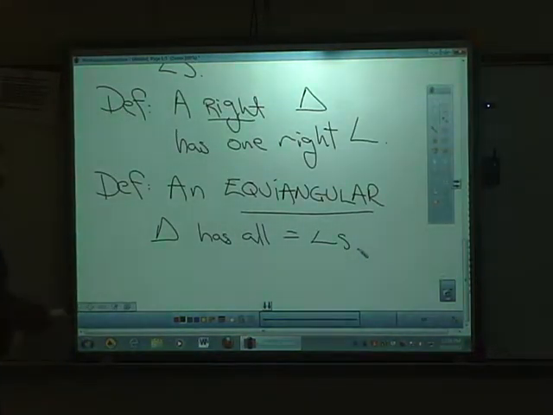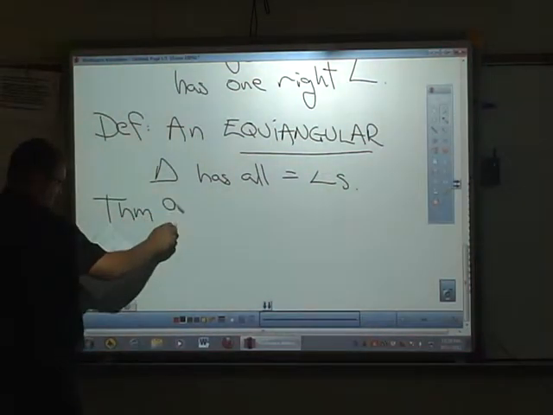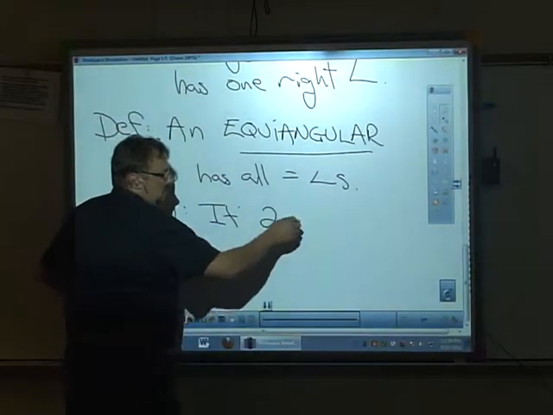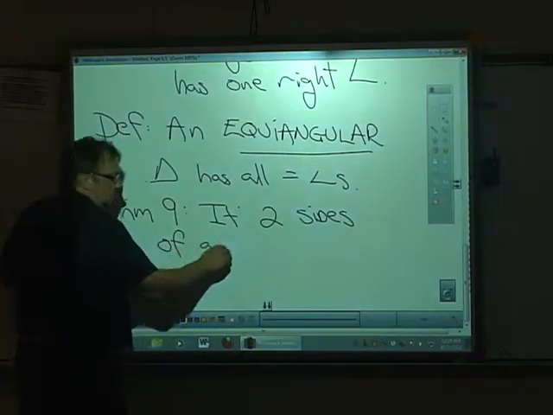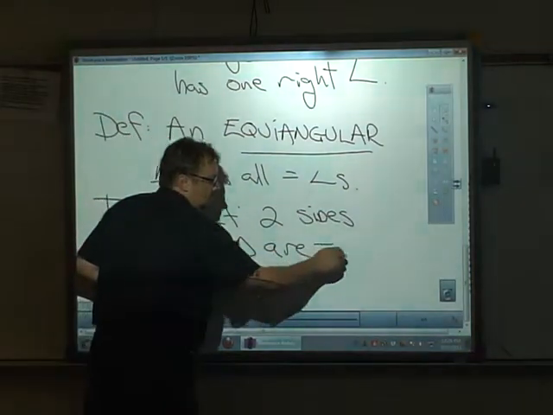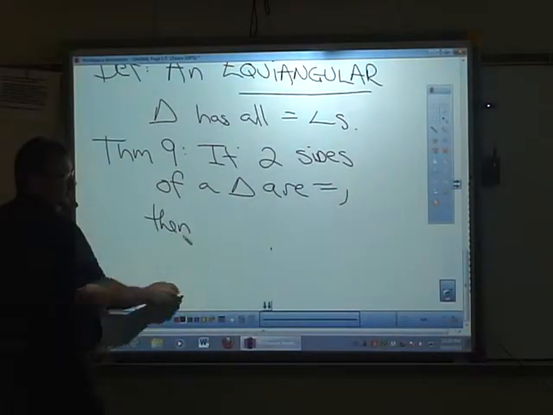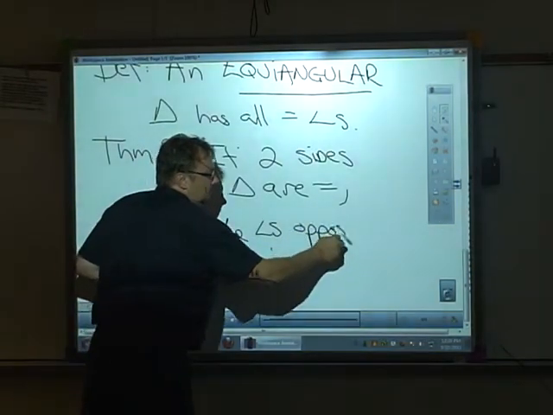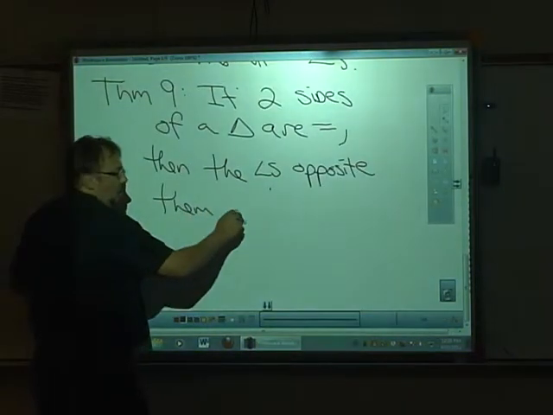That leads us to our first theorem in section 4.5, which is theorem 9. And it says if two sides of a triangle are equal, then the angles opposite them are equal.